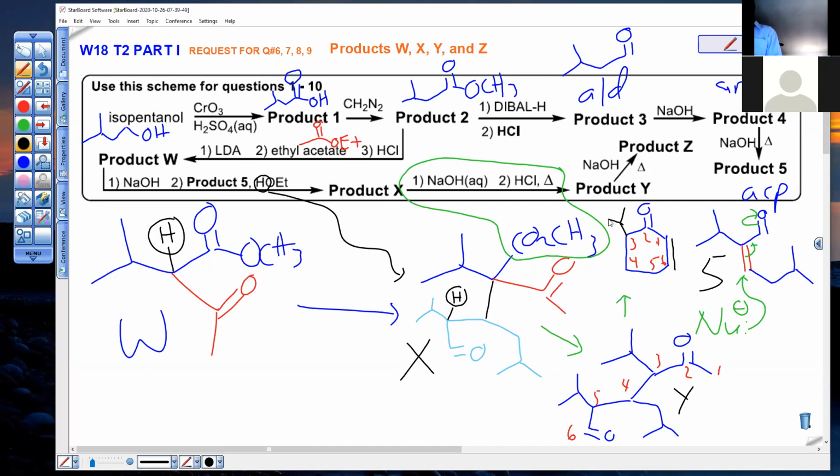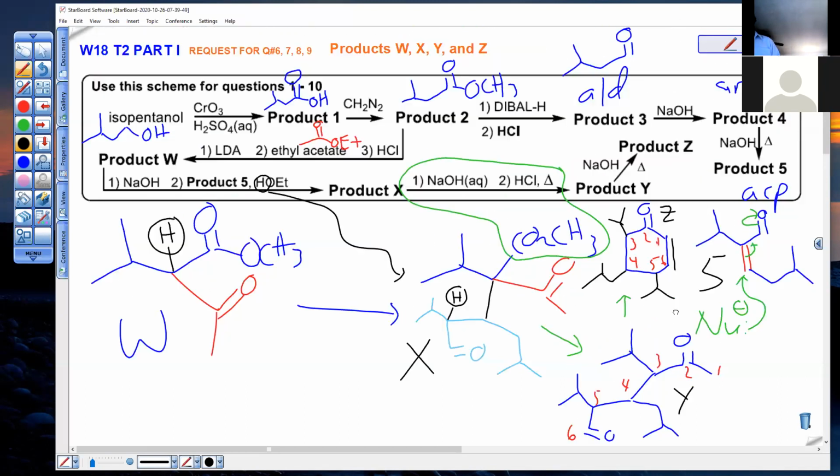4 has an isobutyl. 5 has the carbonyl 6, and 5 also has an isopropyl. And we call this Z. And that takes care of that scheme right there.